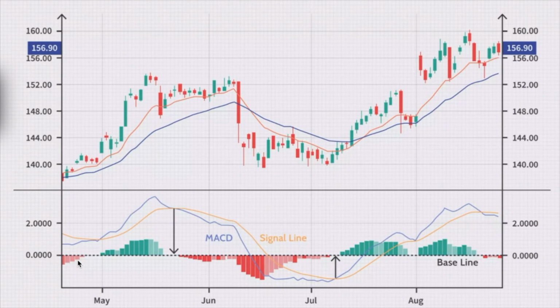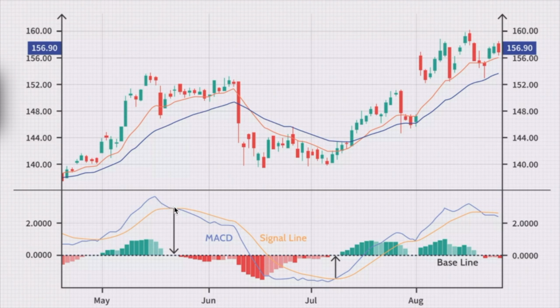Okay, so this is an example of the MACD. The MACD is represented here, this blue line down here, and the signal line is this orange line. This line right here is a baseline, which is a comparison line. So what we really look for is when the MACD line crosses the signal line. When it crosses like right here, this is potentially an uptrend signal. And as you can see right here, the stock price went up.